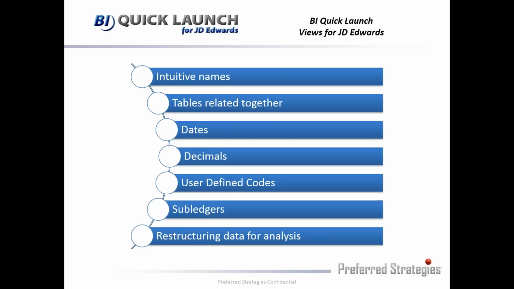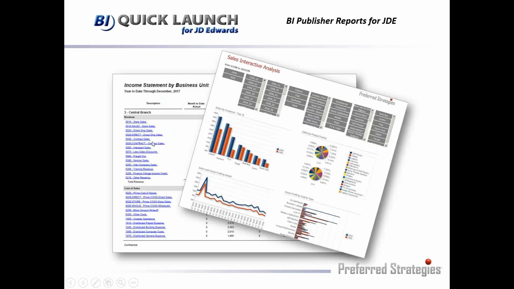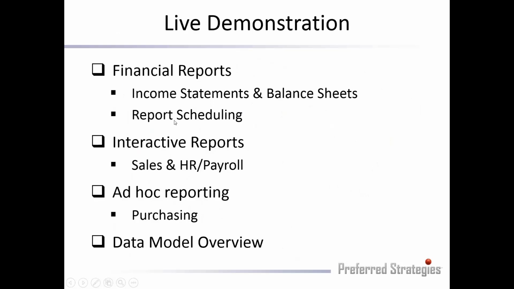So again, what are these views? That's where we address a lot of the data issues of JDE and the relationships, the intuitive naming, the dates, decimals, UDCs, subledgers, etc., things like that. Then we've got data models, where we've actually relayed this stuff for BI Publisher, and then the sample reports on top of that. All right, so now enough of the overview.